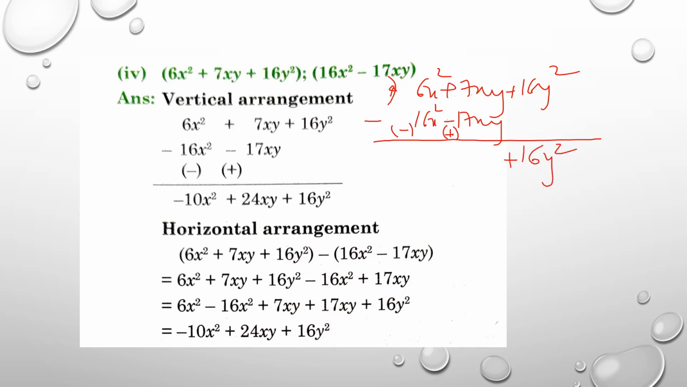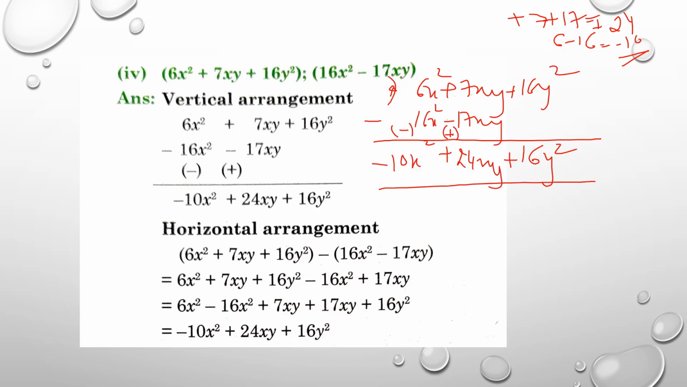Then plus 7 and plus 17. 17 plus 7 is what? 24. So plus 24xy. Plus 6 minus 16. So what you have to do? Subtraction. So 16 minus 6 is what? 10. Right? So minus 10x square. Because 16 is a bigger number. Before that, which sign is there? Minus sign is there. So minus 10. So minus 10x square plus 24xy plus 16y square is the answer.